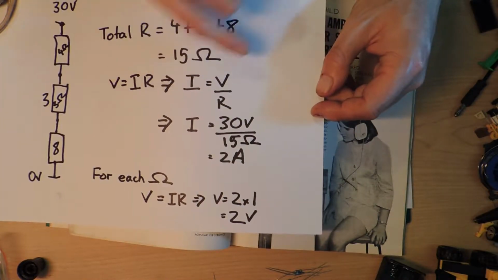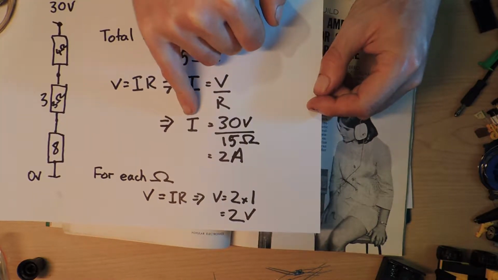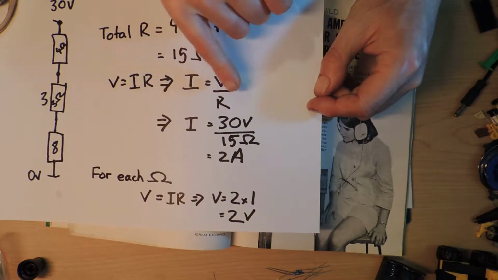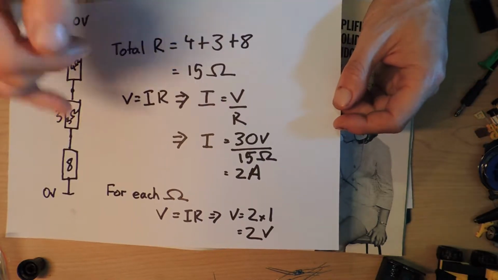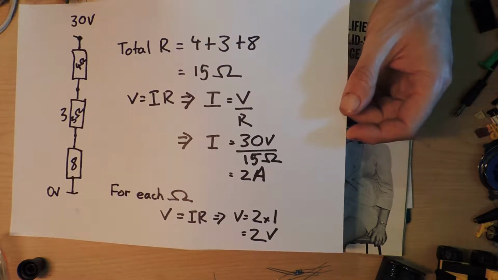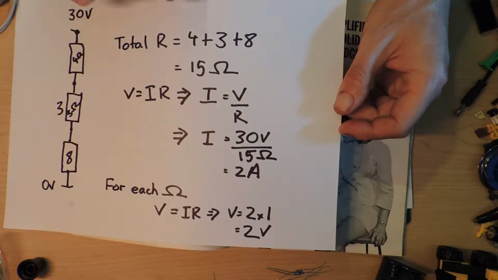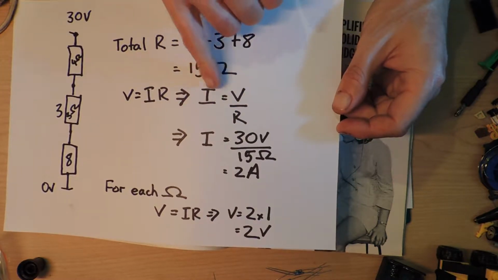Which makes sense, right? So then I can say, well, what is the current that's going through all of these little segments, through this whole section here? So not through the whole circuit, but just through this section here. And we know this from I equals V over R.